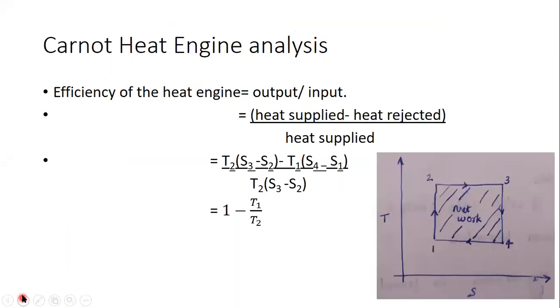We studied the TS diagrams, and we derived the heat engine analysis, and the efficiency of the Carnot heat engine as 1 minus T1 by T2, where T1 is the temperature of the surroundings, or the low temperature surroundings, and T2 is the temperature at which the engine receives heat from a high temperature source. So the high temperature source temperature is T2.